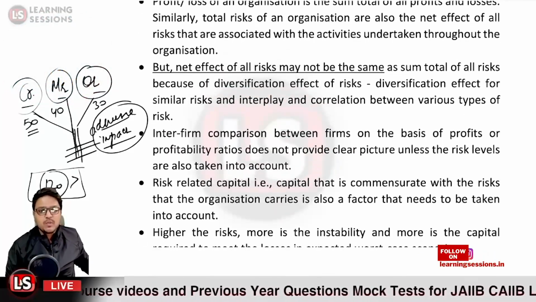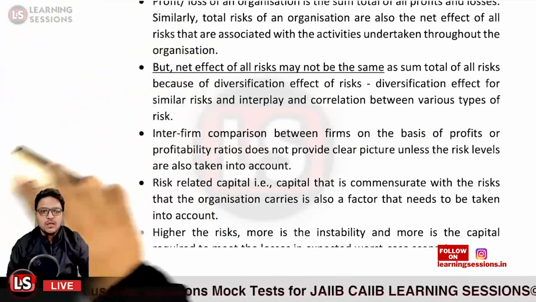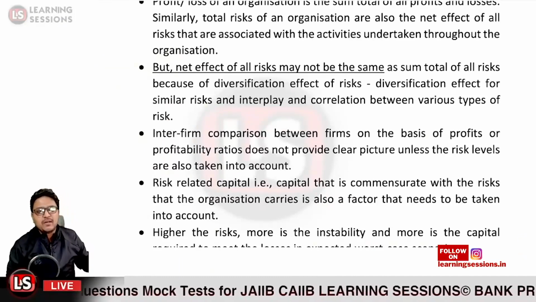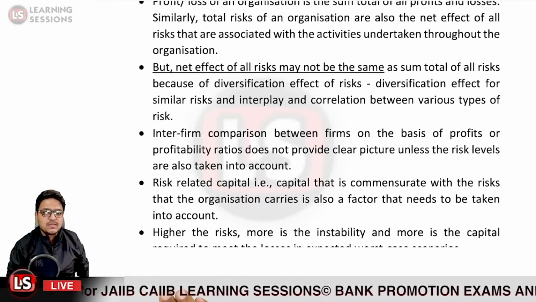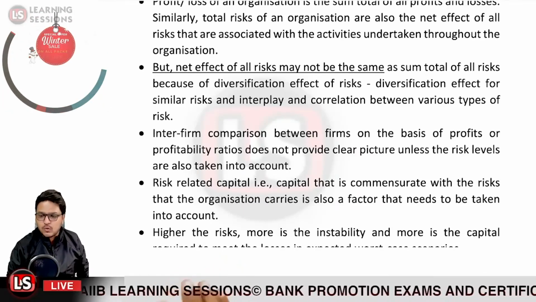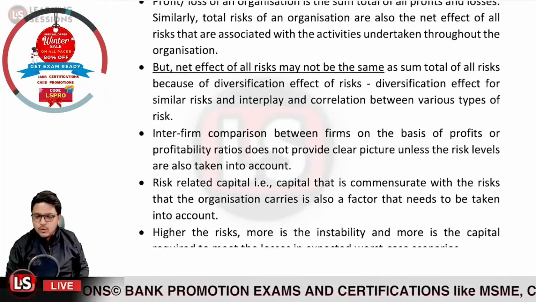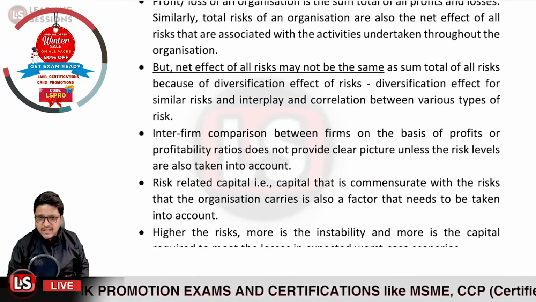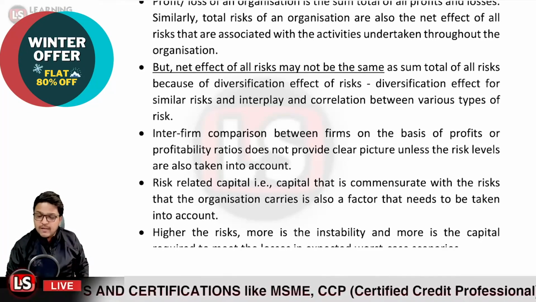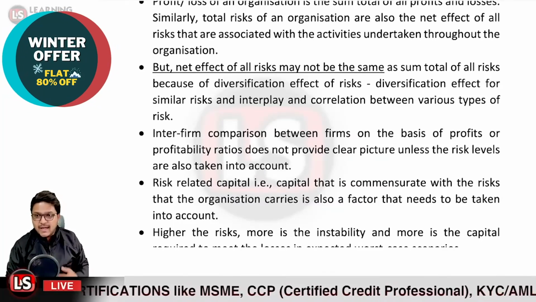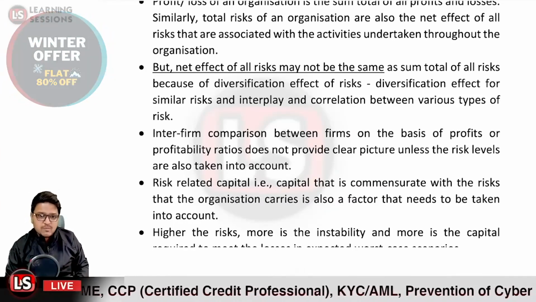Next, it is related to the risk related capital, that is, a capital that is commensurate with the risks that the organization carries. It is also a factor that needs to be taken into account. What does it mean? It means, as I already told you, that the different risks, if these are added up, a different degree could be there, even though you add them all up, due to the diversification effect. And also you are maintaining the capital for each of the risks. So that is also one of the factors that must be kept in mind.